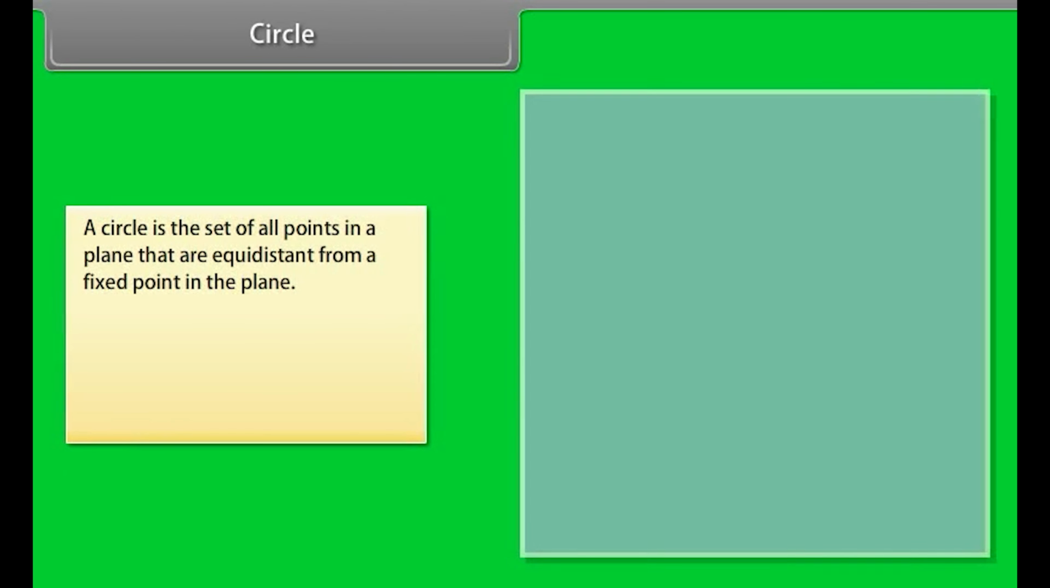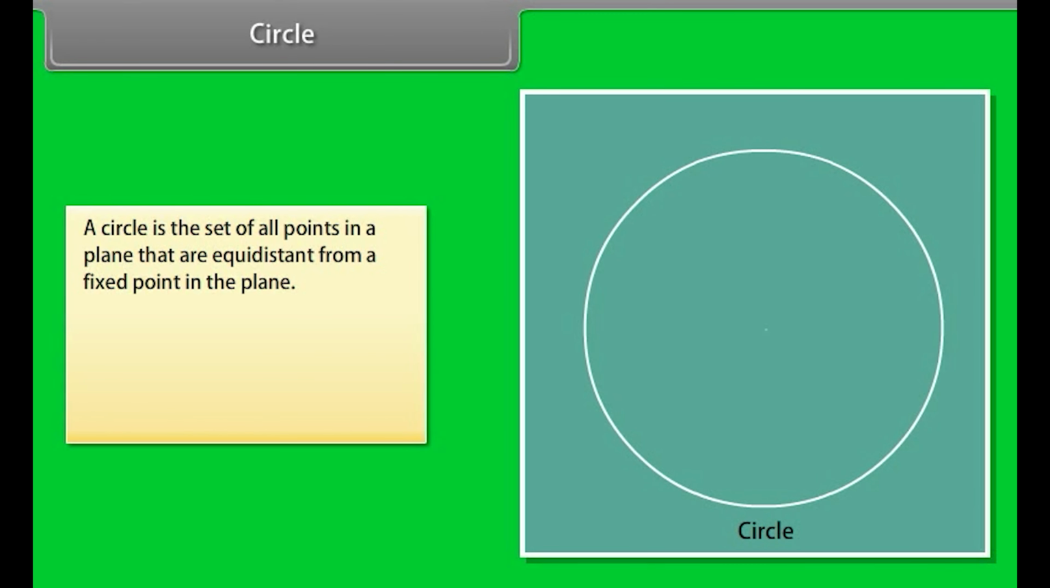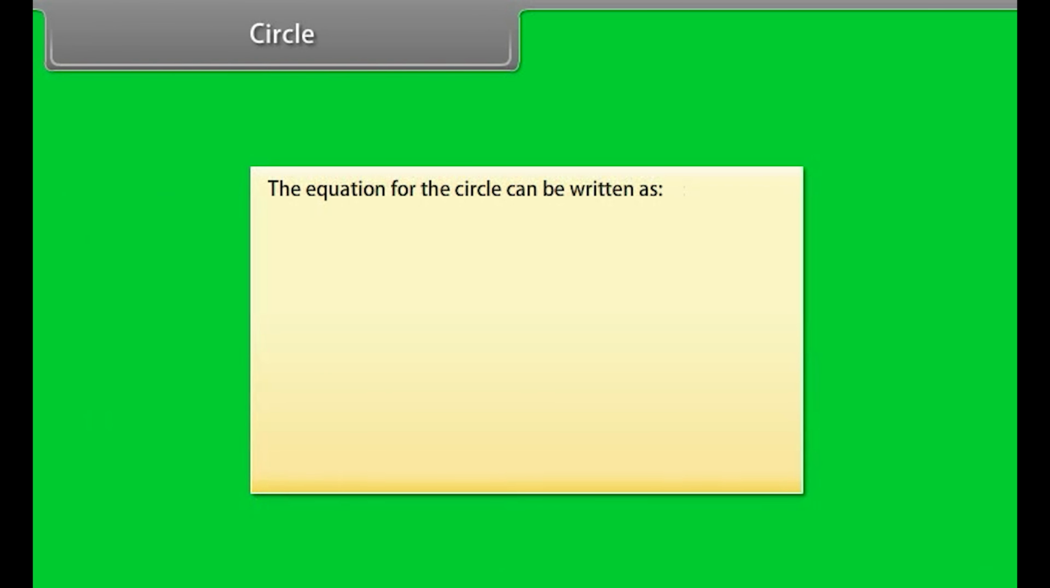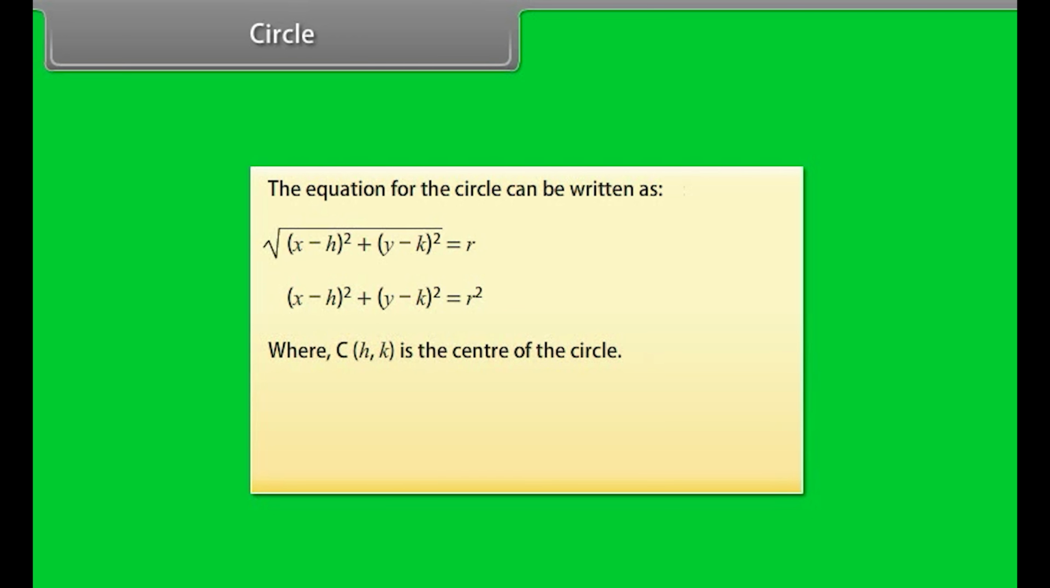Circle. A circle is the set of all points in a plane that are equidistant from a fixed point in the plane. The distance from the center of a circle to a point on the circle is called the radius. The equation for the circle can be written as (x - h)² + (y - k)² = r², where (h, k) is the center of the circle, r is the radius of the circle, and (x, y) is a point on the circle.